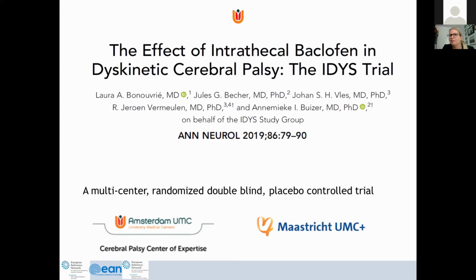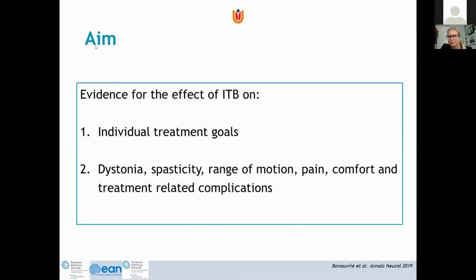ITB seems to be an effective treatment option for spasticity. However, there were only a few studies on the effect in patients with dyskinetic cerebral palsy. There were few, and the quality was also quite low, mostly case reports. And for that reason, we conducted the IDIS trial in the Amsterdam UMC and also the Maastricht UMC, both in the Netherlands. And I'll tell you a bit more about this study.